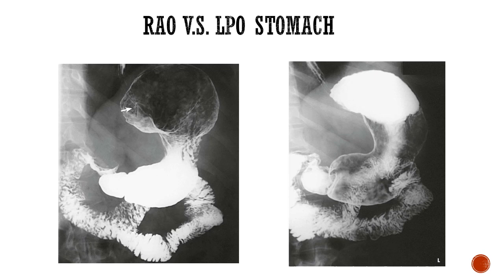Here's an image of the RAO and the LPO. In the RAO, which is on the left-hand side, it's a PA oblique projection, so we're going to see air in the fundus. This person has an ulcer, by the way. On the right-hand side, this is the LPO, which is an AP oblique, and so we see barium in the fundus. Just looking at the two images.